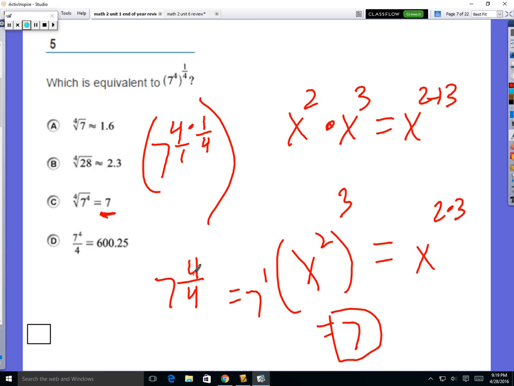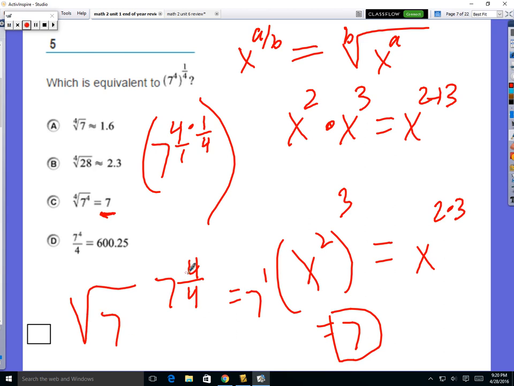But 7 to the 4 fourths, if you have x to the a divide b, and you morph that to a radical, the x goes here, the a goes here, the b goes here. So this 7 would go there, and this 4 would go here, and this 4 would go here. And because the index is 4, they leave in groups of 4, and you got 4 7s. So they leave as 1.